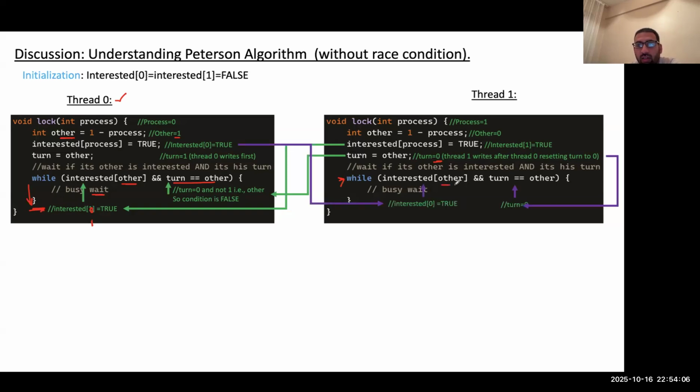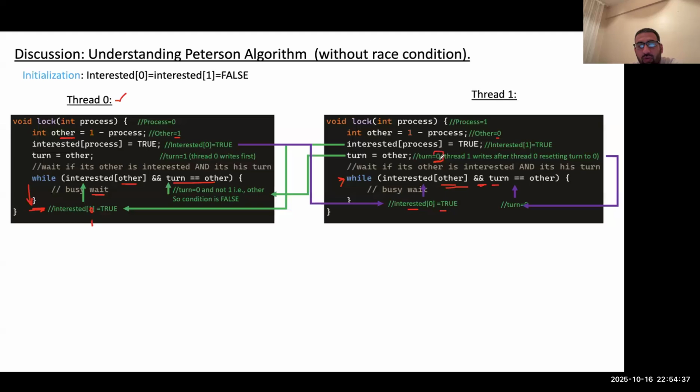What is the value of other? The value of other is 0, right? What is the value of the 0th element of the interested array? It is true. Okay, so the first part of the condition is true, but it is an and, right? So what about the other part? Turn is equal to other. What is other in this case? It is equal to 0. And here turn is equal to 0, right?